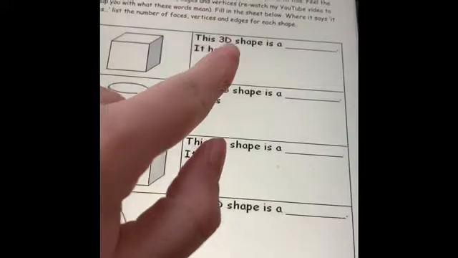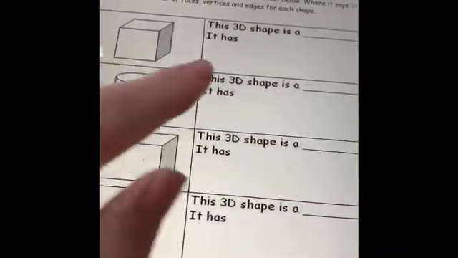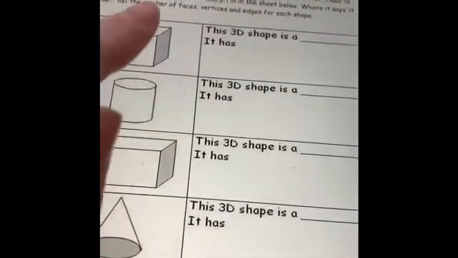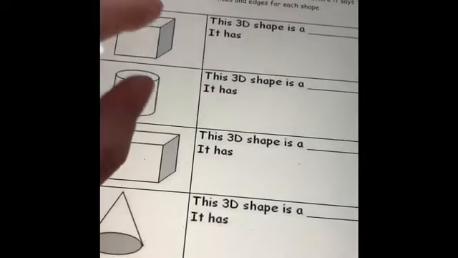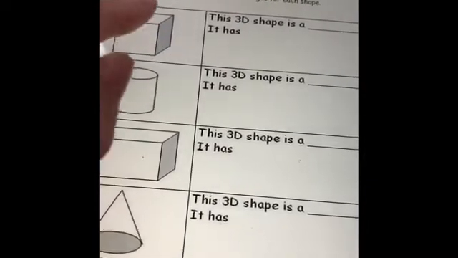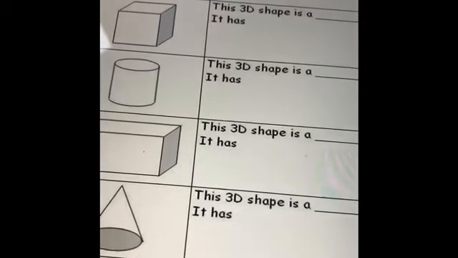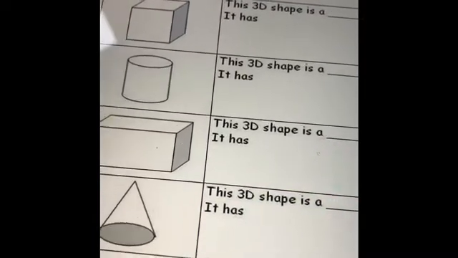So first of all it says this 3D shape is, and you're going to pop the name of the shape there, and it has. So for it has, you're going to say it has so many faces, so many edges, and so many vertices. So you're going to have to count them all. Now remember, it's not just what you see in that picture. A 3D shape's got all around the outside. So that's why you maybe need to hold the shape to do this one. That's why this is such a challenge.